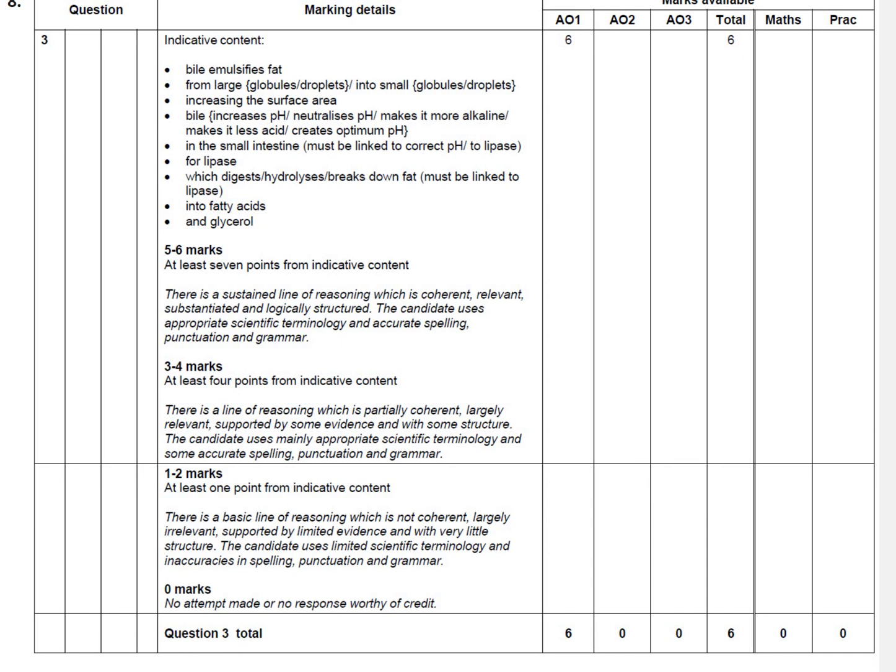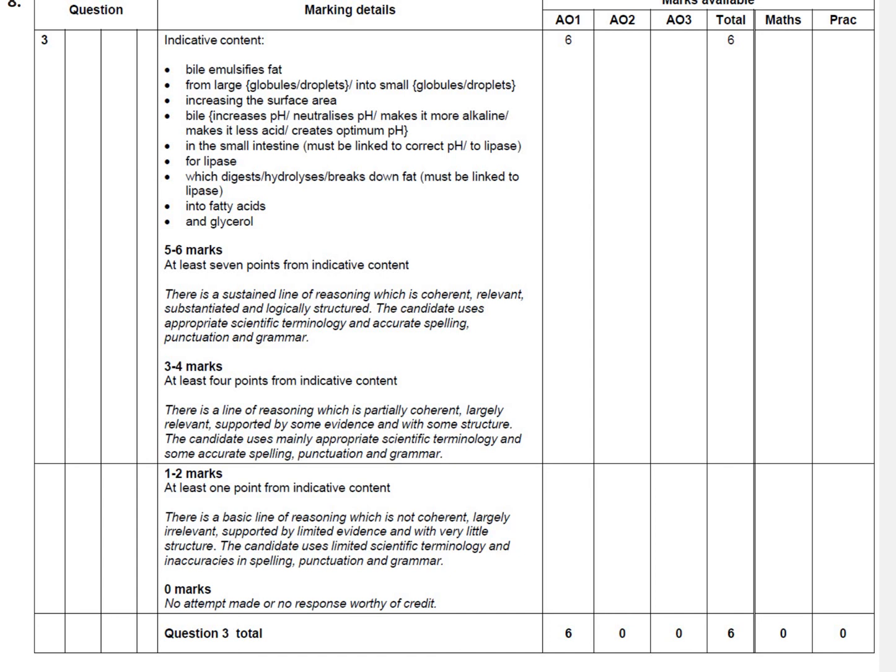So basically what you're writing makes sense and is in a logical order. You've used appropriate scientific terms, so you've used enzymes, surface area, fatty acids, all of those, and accurate spelling, punctuation and grammar. To get 3 to 4 marks, you need to have at least 4 of those bullet points, and your writing would be partially coherent, so it mostly makes sense and is largely relevant, supported by some evidence and with some structure. You've used mainly appropriate scientific terms and some accurate spelling, punctuation and grammar.